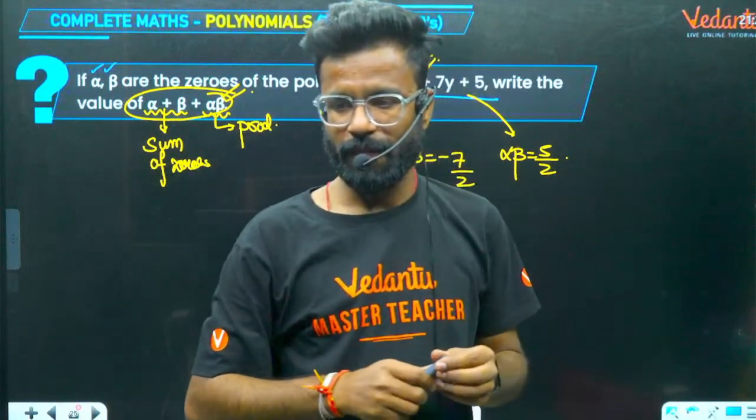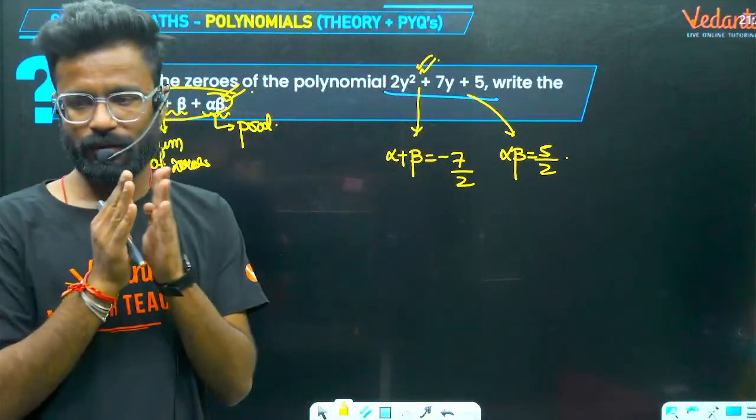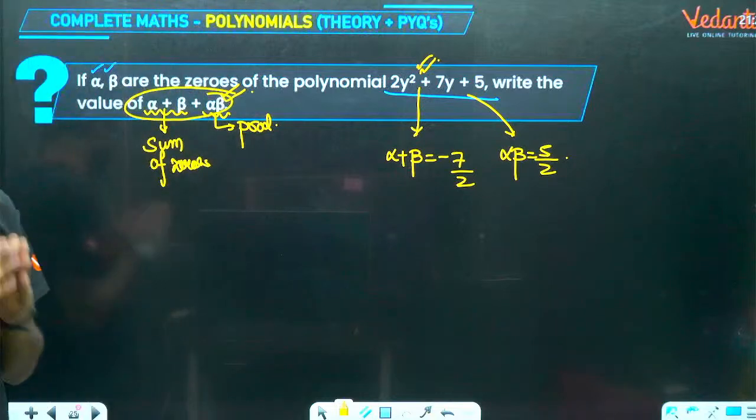Clear. Very good Kushal, very good. It's 0. Right. Very nice. Yes, Sheetal.